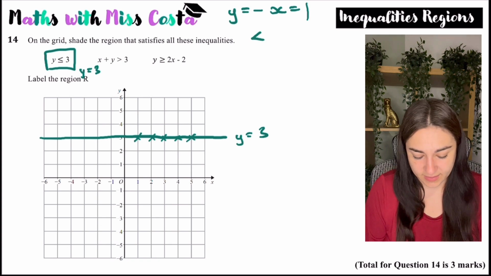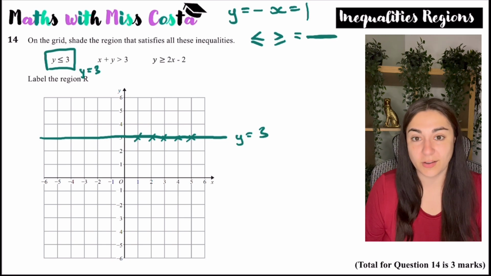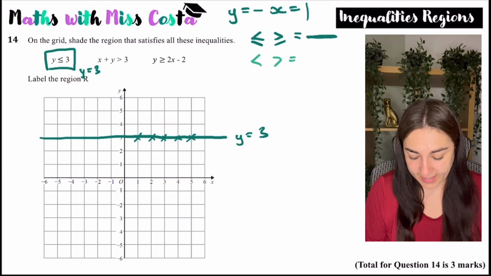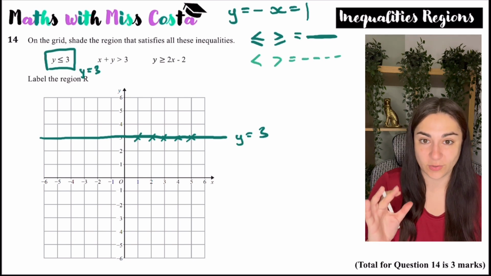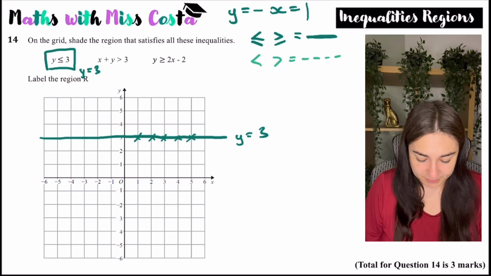And just a key thing to remember, if you have a less than or equal to or greater than or equal to, it's going to be a solid line on your grid. If it's less than or greater than, it's going to be a dotted line, just to represent that the inequality is not satisfied by the actual line. It can't be on the actual line. So that's my first line.